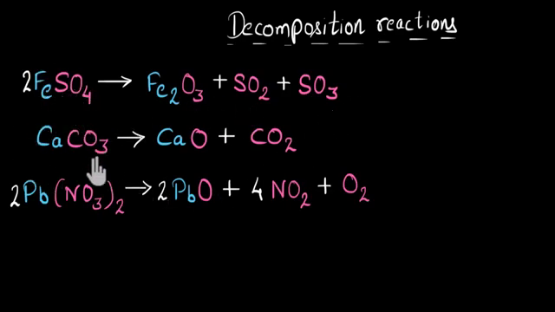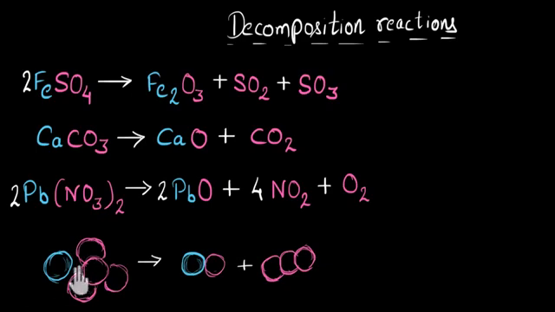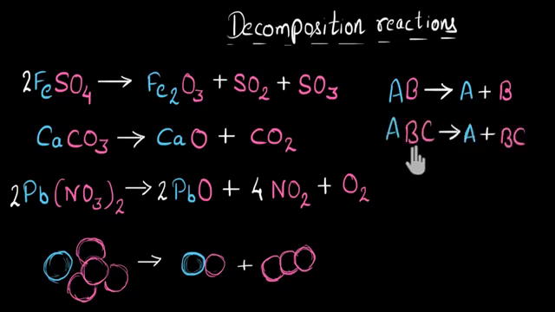Similarly, here calcium carbonate is breaking down. Here lead nitrate is decomposing, right? At a molecular level, something like this is happening. A big molecule is breaking down into multiple products. And if I have to write down the general structure, it looks something like this. AB breaks down into A plus B. Or, something like this is also true. ABC is breaking down to A plus BC. The main idea is that there will be only one reactant and that will be breaking down or decomposing into several products. The products could be anything.